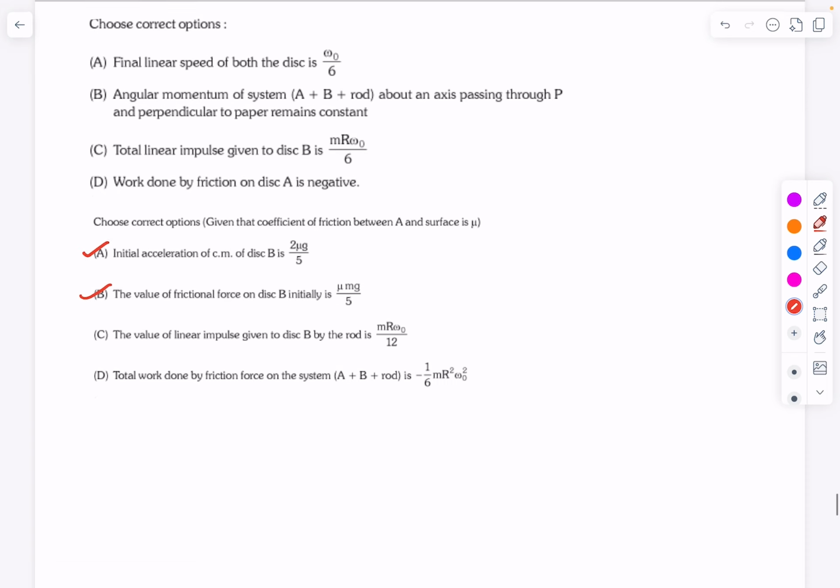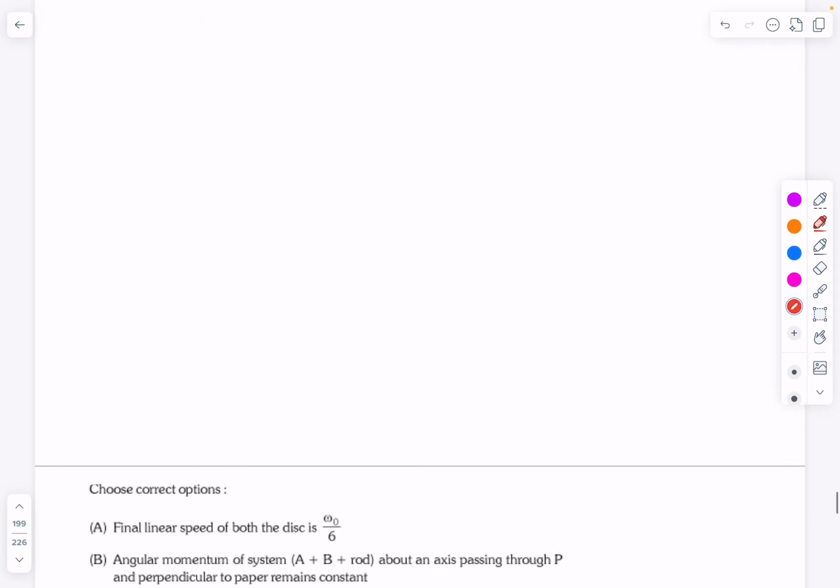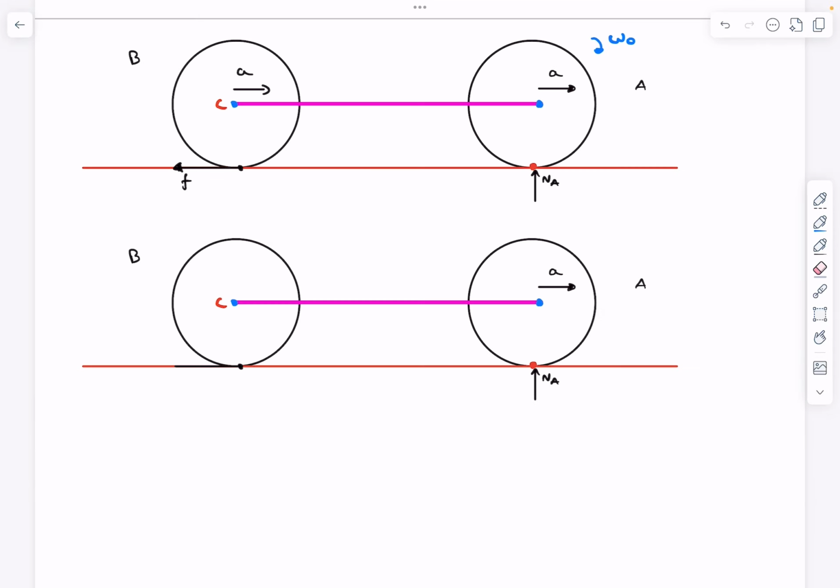Now, most of these options are talking about the final situation, so let's discuss it. Finally, it's quite clear that both the disks will gain some common angular velocity. This is because the front disk will also start rolling after some time. When it starts rolling, we can write v equals R omega, and we know the velocities of the centers are the same for both the disks. So if their v's are the same, then omegas should also be the same in the final situation.